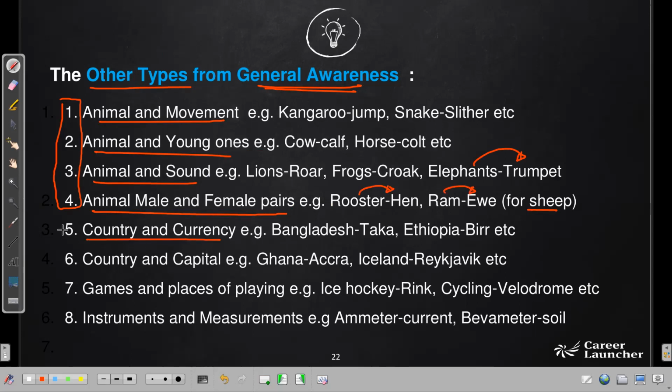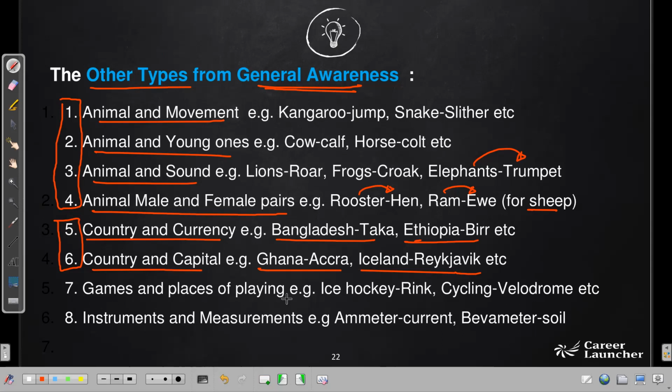Currency and country, these are the country ones which they can ask for, like Bangladesh, Taka, and they will not give you India and Delhi. I mean, they'll give you a challenging one, Ethiopia and Birr, probably some countries that you've never heard. Country and capital: Ghana, Accra, and Iceland, Reykjavik. So countries and their capital.